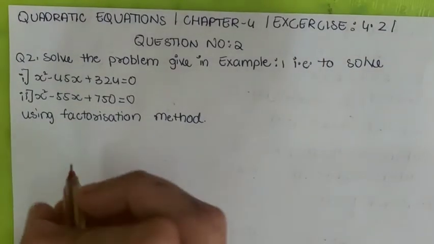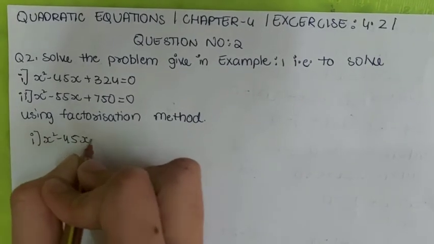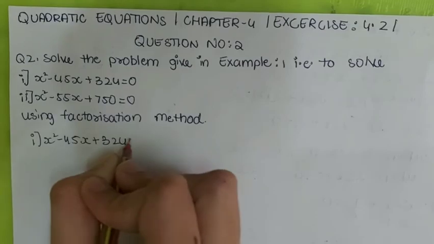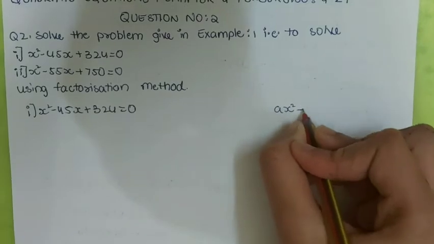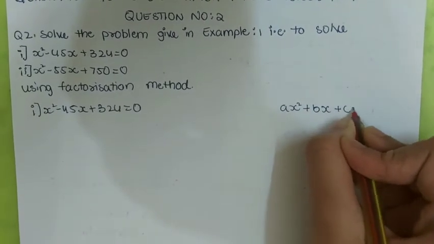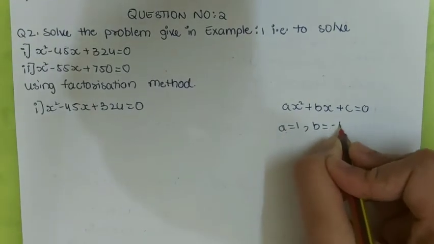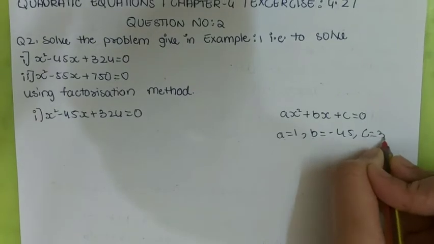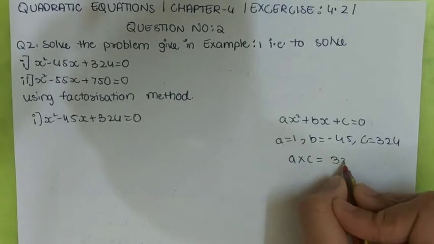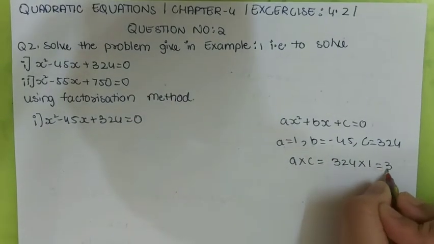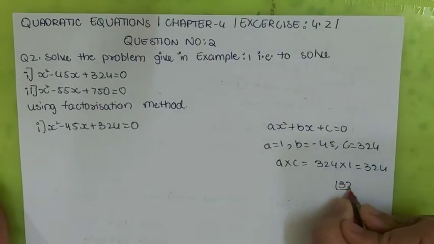The first part is x square minus 45x plus 324 is equal to 0. It is of the form ax square plus bx plus c is equal to 0. Here a is 1, b is minus 45 and c is 324. So a into c is 324 into 1, that is again 324. Here we are taking the factors of 324.